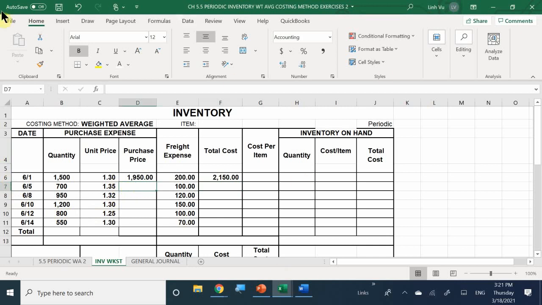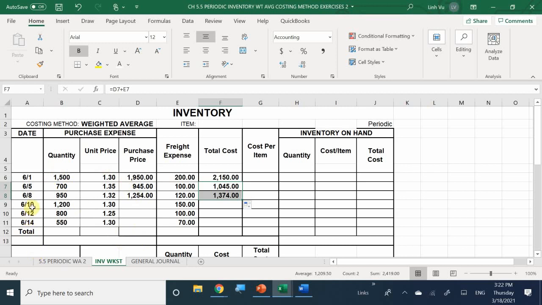The next one we purchased on June 5th for 700 items at $1.35. $9.45. $9.45 plus my $100 freight gives me $10.45. Then we have on June 8th, we purchased another 950 units at $1.32. What is my purchase price? $12.54 plus 120 for freight gives me a total cost of $13.74. Perfect.